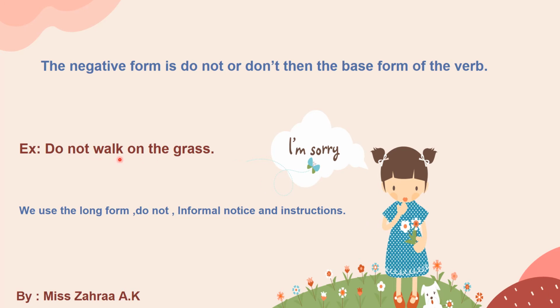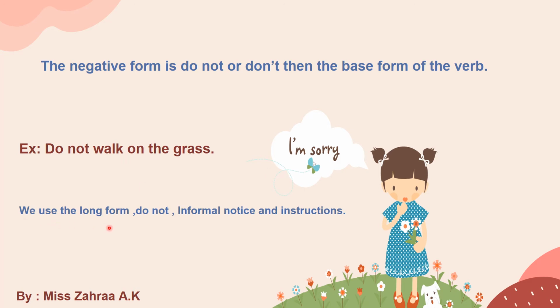Do not walk on the grass، فاستخدمنا do not وممكن نقول don't. So do not. لو نلاحظ بعد do not or don't walk it is the base form of the verb. نلاحظ walk ما قلنا walked، it is just walk the base form of the verb، يعني شكل الفعل كما هو. Do not walk on the grass or don't walk on the grass.